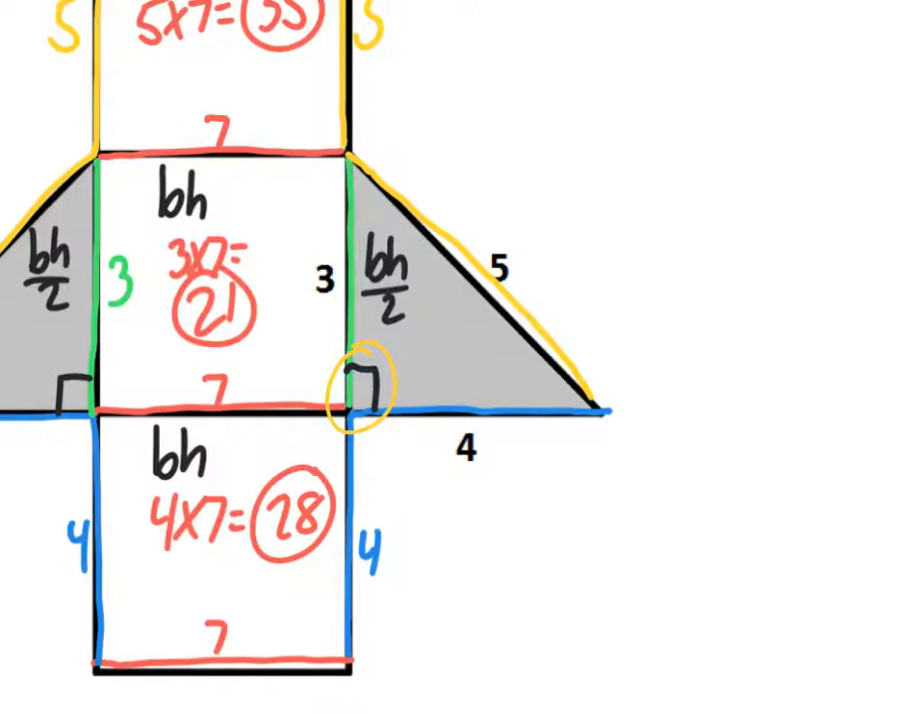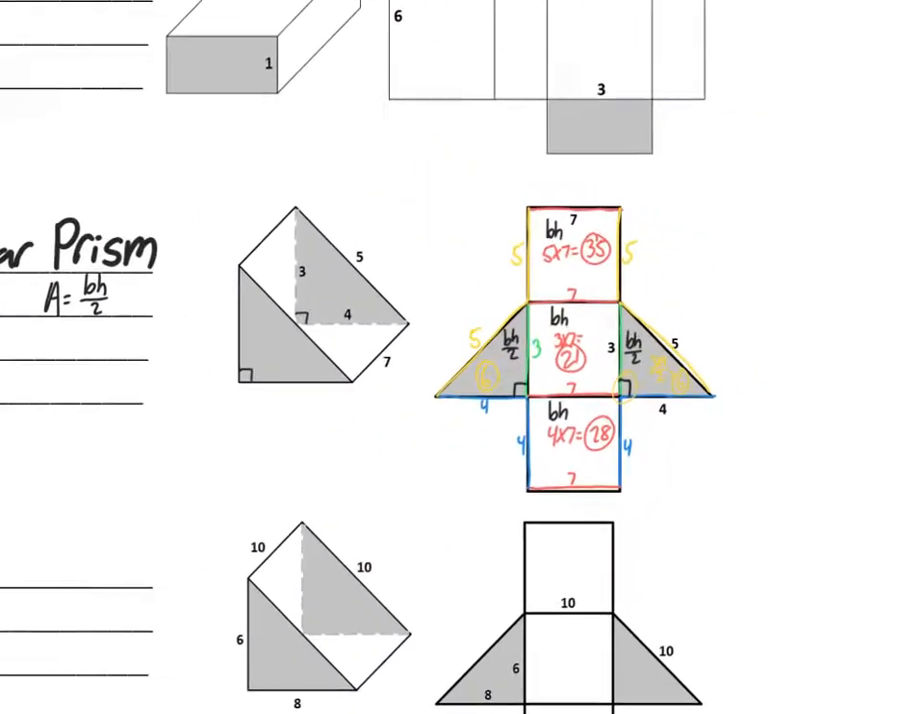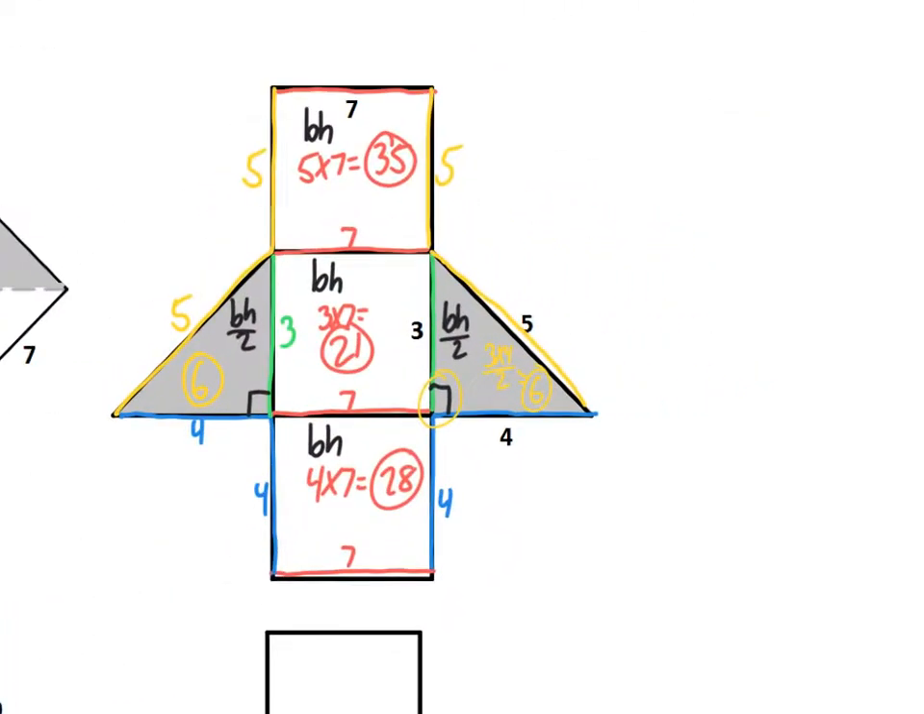So I'm going to be doing 3 times 4 divided by 2. 3 times 4 is 12, and divided by 2 is 6. I now know the areas of both of these triangles. So for the total surface area, I have to add each one of these parts.